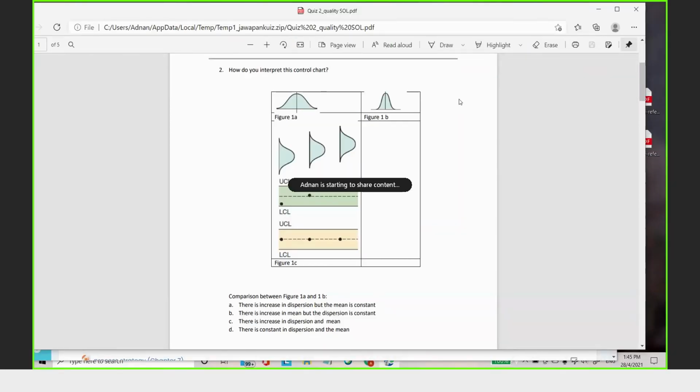Now can you see? Okay. I want to check your understanding. How do you interpret this control chart? Boleh faham ke control chart ni? Control chart ni menunjukkan apa? Dia under control. Okay, what happened actually?